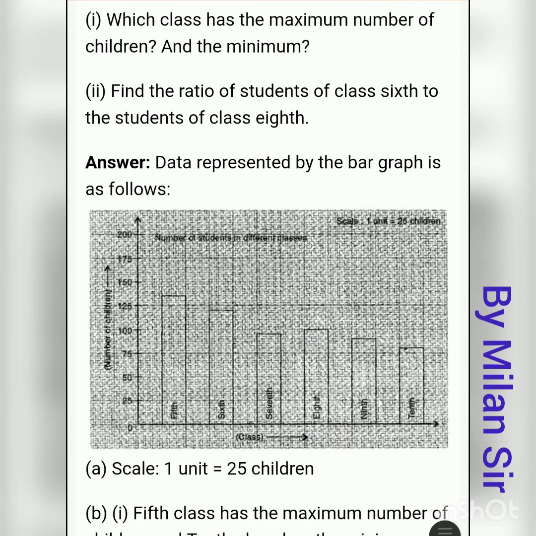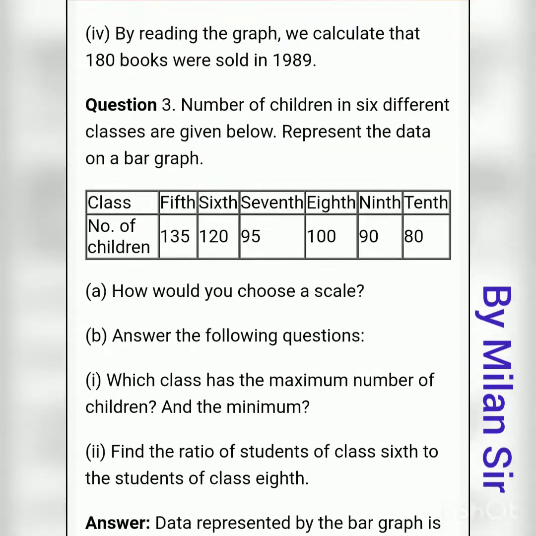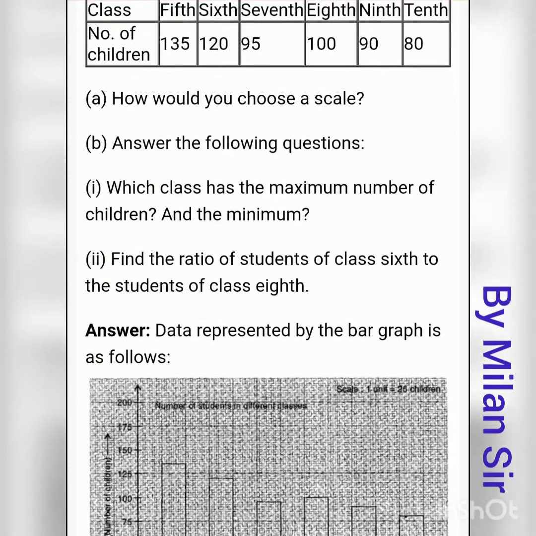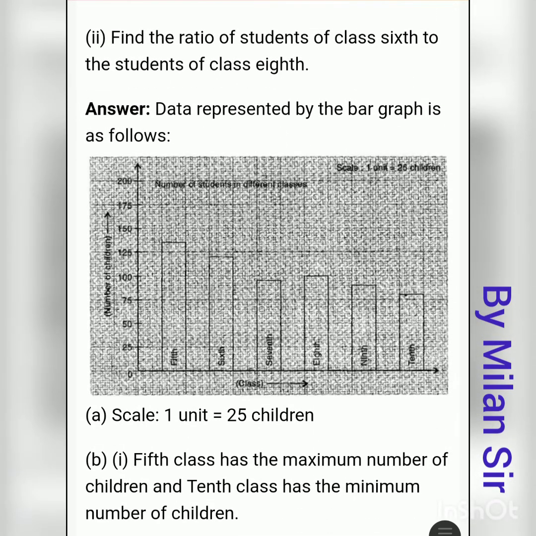After that, for 9th class we need to reach up to 90. Now 90 lies between 75 to 100, and in between 75 to 100 the exact midpoint is 87.5.